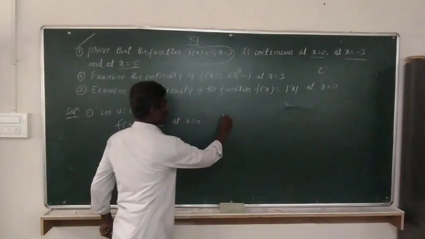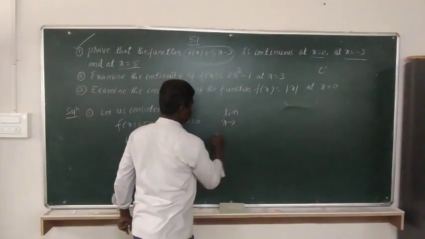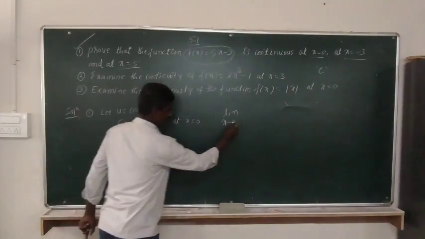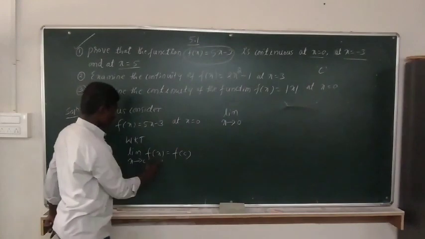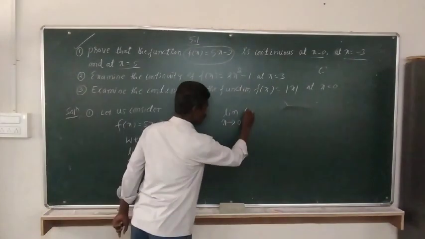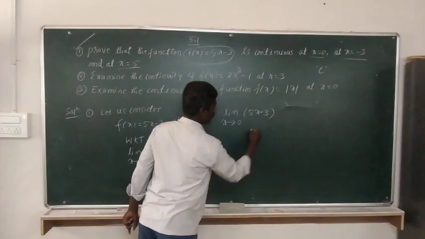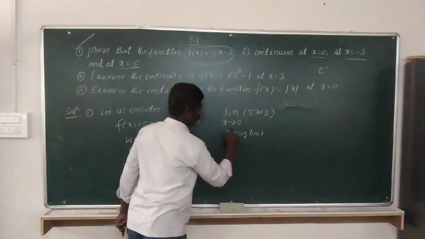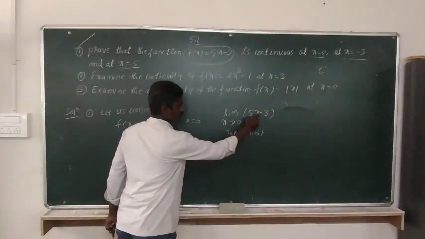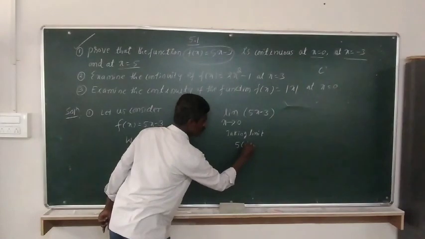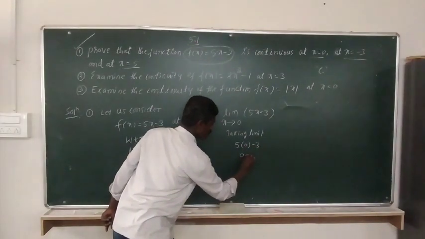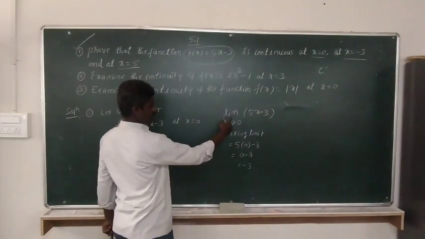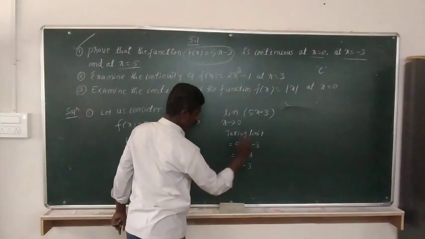See here, first one, limit as x tends to c, and c here is 0. So x tends to 0, and what is f of x here? It is 5x minus 3. Taking limit means put the value of x equals 0 here, that is 5 into 0 minus 3, 0 minus 3 is equal to minus 3. So the limit as x tends to 0 of 5x minus 3 is minus 3.